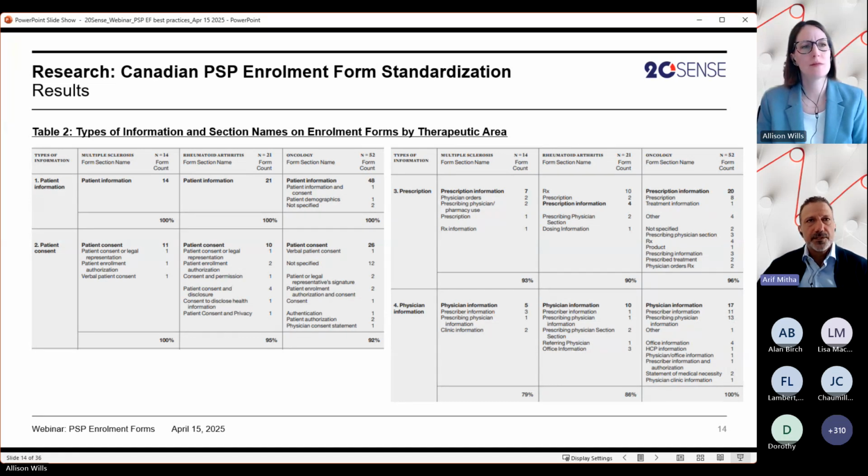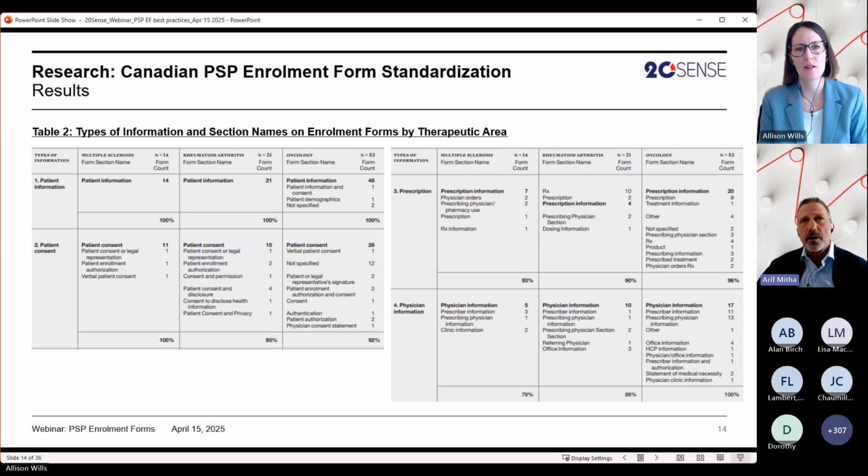Of the 10 sections, we've only shown the first 4. I'll explain the table. Let's go through patient information, number 1. Across the top are the 3 therapeutic areas: MS, RA, and oncology. In MS, patient information was on 100% of the forms, and it was actually called patient information, that bolded part. Same thing for RA, 21 out of 21 had a patient information section, and it was called patient information.